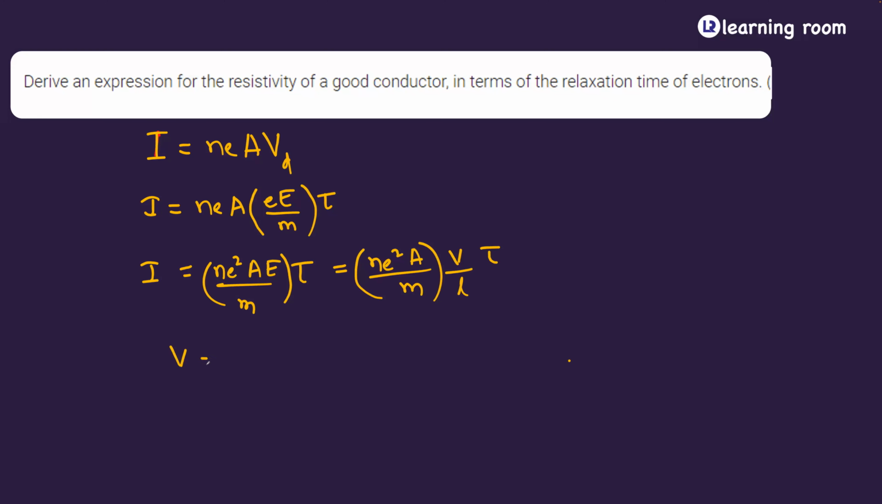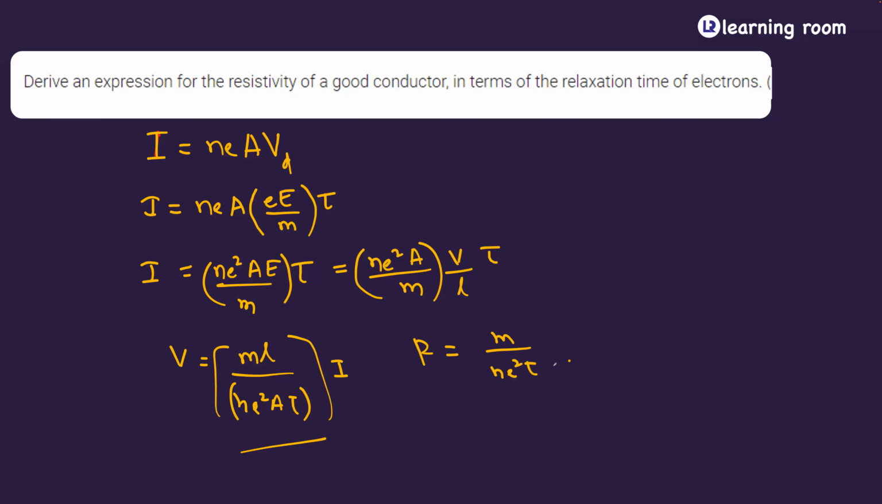So V will be equal to m L divided by n e square A, the whole multiplied with I. So what will happen here? This thing is R. R is equal to m by n e square tau into L divided by A. So what is this value? This is resistivity, and that's the question. So resistivity is equal to m divided by n e square tau. That's what they ask in terms of relaxation time. Clear?